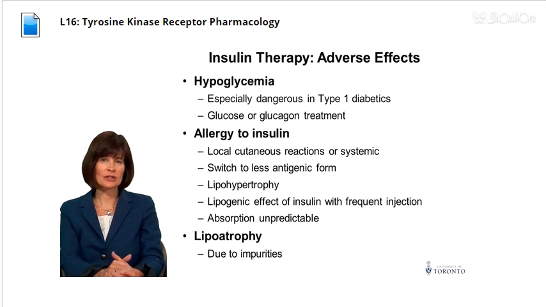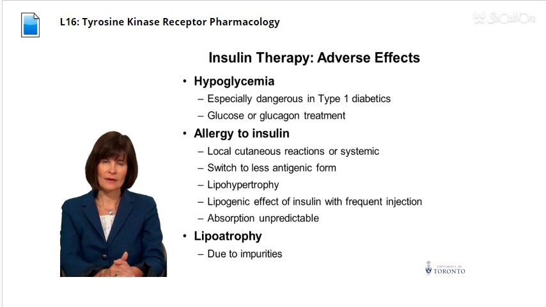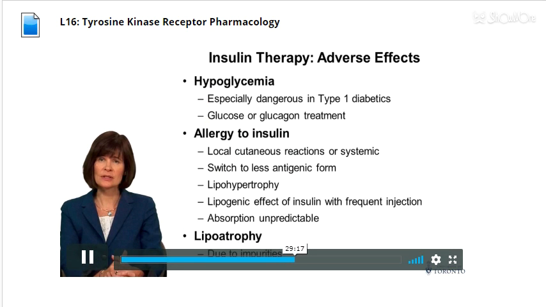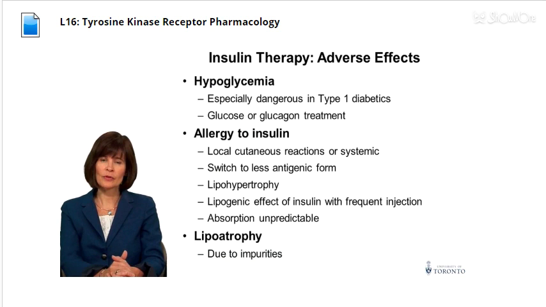Other less serious complications include local areas of lipohypertrophy around the sites of insulin injections. These are areas of increased fatty tissue, and they can cause unpredictable absorption, but they can be avoided by moving injection sites regularly. Finally, lipoatrophy, or loss of fat, can occur at injection sites as a result of impurities in insulin preparations, but these are again uncommon with more modern preparations.